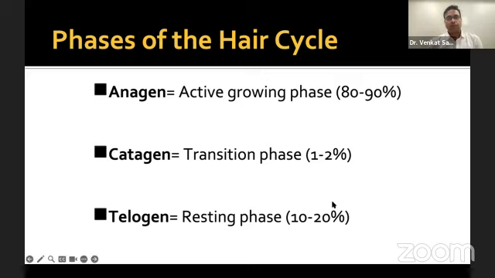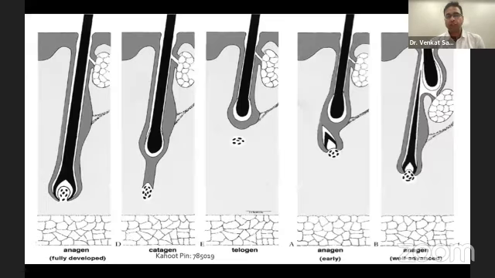Telogen is a resting phase. 10 to 20% of follicles may be in the telogen phase. For practical purposes, when we're doing hair counts, we club catagen and telogen together, and we expect the ratio to be less than 20% of the total number of follicles. So 1:4 or less should be the ratio.